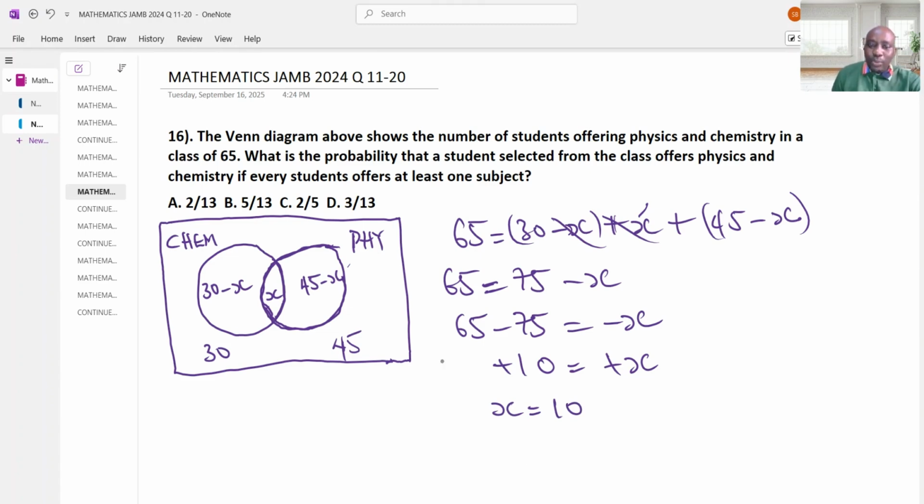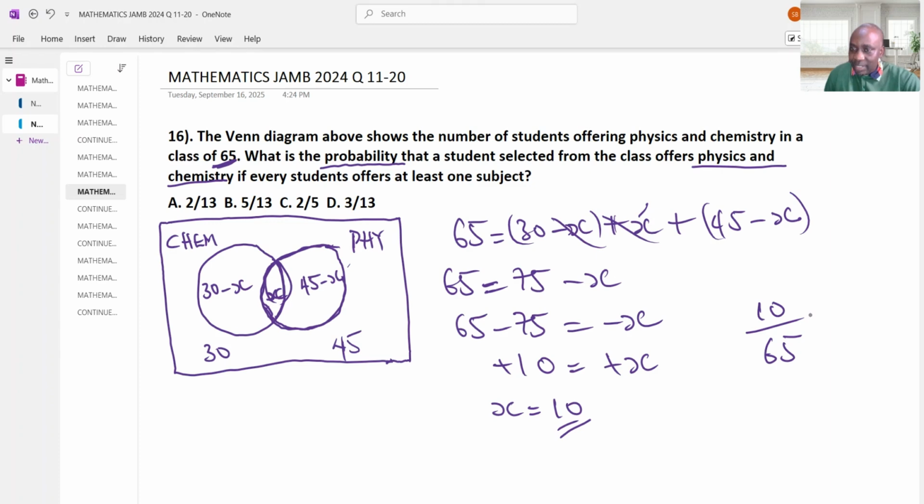It means that the number of people that did two subjects, chemistry and physics, are 10. And the question is telling us something here. It's talking about probability. Therefore, we are leaving the set and going into the probability topic. What is the probability that a student selected from the class offers physics and chemistry? It means the number of people that offer physics and chemistry, in between here, which is X, is 10. To know the probability of the number of students that offer both subjects, we are going to say 10 divided by the number of people in the class, which is 65.